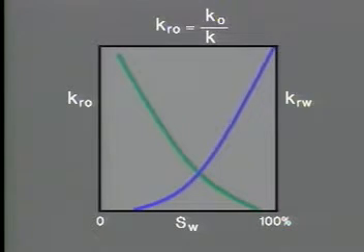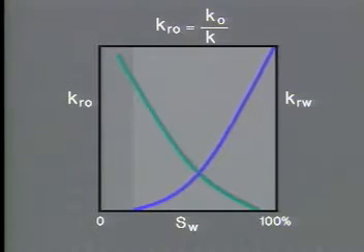And finally, relative permeability, K sub RO, is the ratio of the effective permeability of a given fluid to its absolute permeability. Standard curves plot the relative permeabilities of the 2 fluids as a function of water saturation. Thus, in a typical relative permeability curve, we see that at low water saturation, only oil will flow.